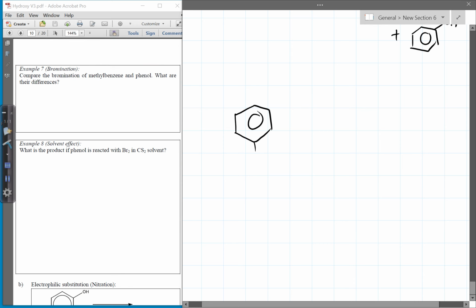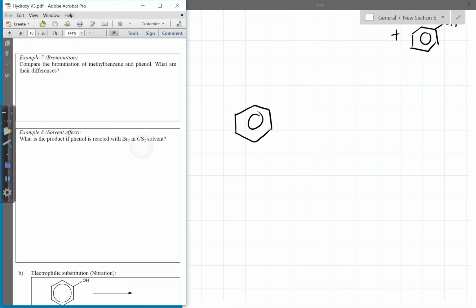Just memorize. That's not the way, man. So let's look at example 7 before we talk about the solvent effect, right? Compare the bromination of methyl benzene and phenol. What are their differences?